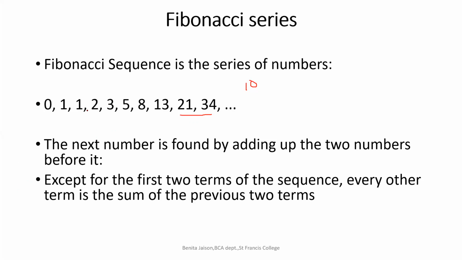If you are telling the length of the series should be 5, then it will be printing 0, 1, 1, 2, 3, right? There are 5 numbers in the series, so it will be printing 5 numbers. If you are telling 8 numbers, it will be printing up to here. So if the length is entered as 10, it will be printing up to 34, right? 11 means it will be printing one more number.